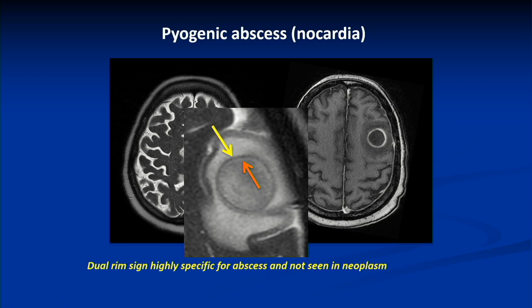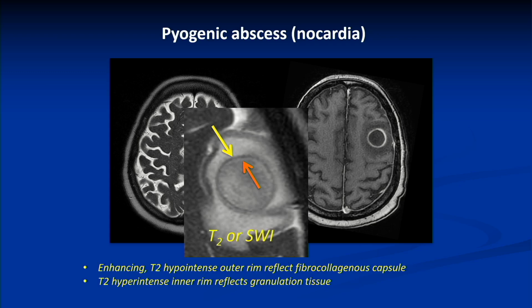And it's highly specific. You don't always get it, but it can be very helpful for distinguishing neoplasm from abscess. You can do it, as I mentioned, on T2 and SWI. And the idea is that this T2 hypointense portion that corresponds to the enhancement reflects this fibrocollagenous capsule that our brain is forming to sort of protect the brain. And then the inner hyperintense rim is reflective of granulation tissue.